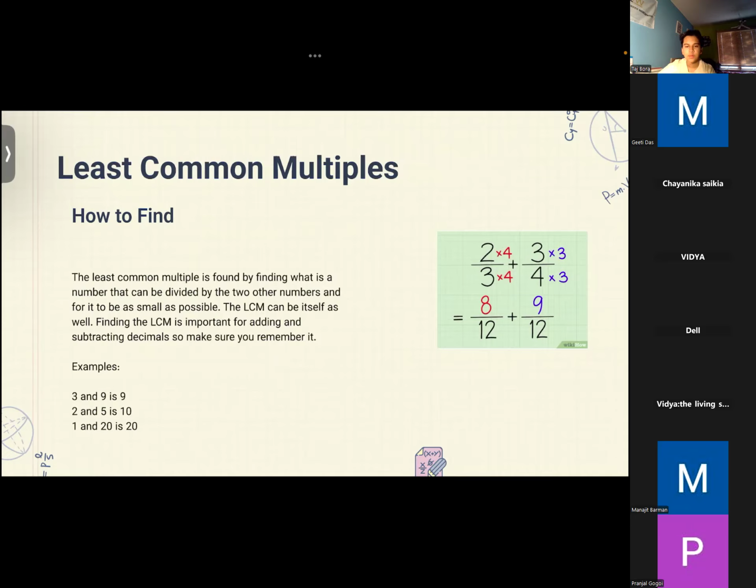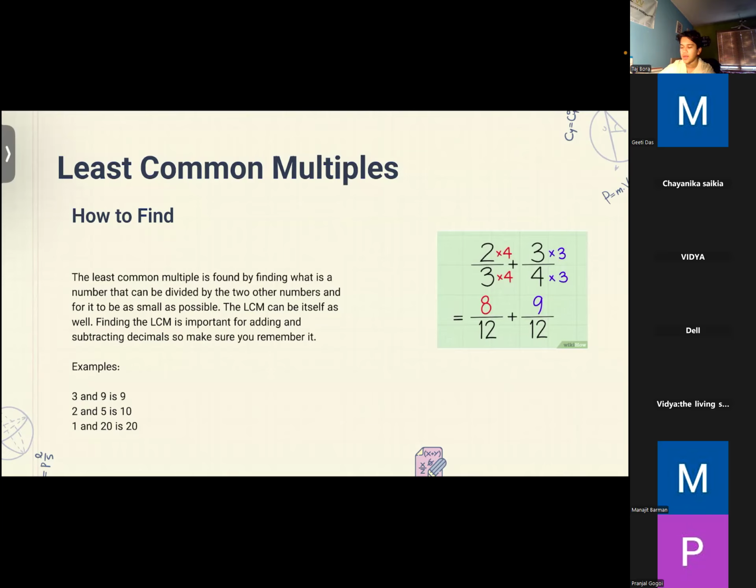So, least common multiples. It said that you needed to find the least common multiple, which was the common denominator. So here's how to find it. The least common multiple is found by finding a number that can be divided by the two other numbers and for it to be as small as possible. The least common multiple can be abbreviated to LCM, and finding the LCM is very important with adding and subtracting fractions. So here are some examples.